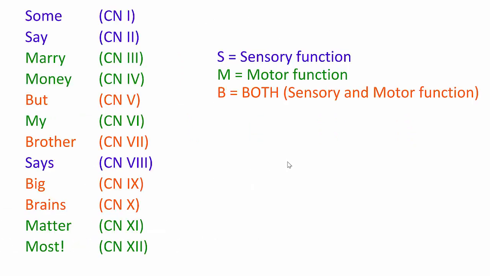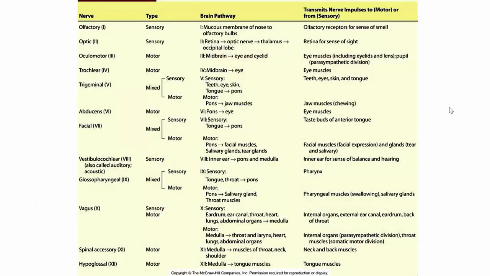And then this memory mnemonic, some say marry money, but my brother says big brains matter most. The first letters of those words will indicate to you these cranial nerves, 1 through 12, whether they are sensory neurons, sensory nerves, motor nerves, or perhaps both, as the case may be. This is just a comprehensive slide that tells you a little bit about those cranial nerves, what they are, what they do, where they're going to, and where they're coming from.